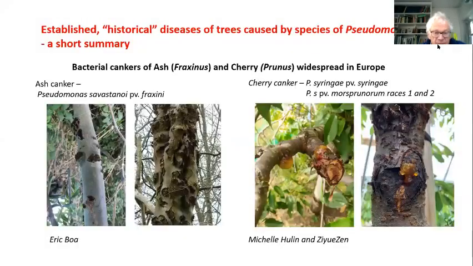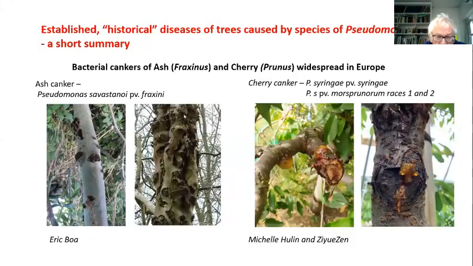Okay, well, thanks very much for asking me to talk about some historical diseases of trees. These are caused by species of Pseudomonas. So it's going to be a very short summary. I'll try and introduce some new work as well. So the two diseases I'm going to be talking about are bacterial cankers of ash and cherry, or other Prunus as well. Now, both of these are widespread in Europe and in fact worldwide, particularly for cherry canker.